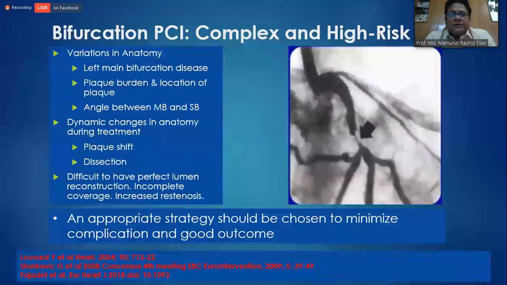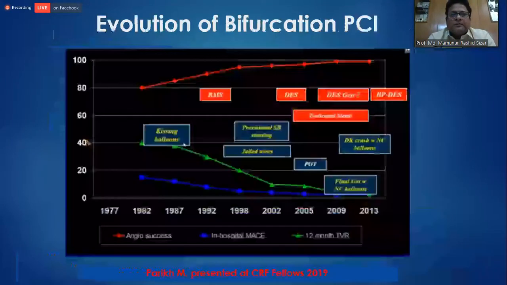Why is bifurcation PCI complex and high risk? Here the anatomical variation is present: bifurcation disease, plaque burden and location of the plaques, angle between the main branch and side branch, and dynamic changes in anatomy during treatment. There is a chance of plaque shift and dissection, and it is difficult to achieve perfect lumen reconstruction, with incomplete coverage and increased restenosis risk. So an appropriate therapy should be chosen to minimize complications and for a good outcome.